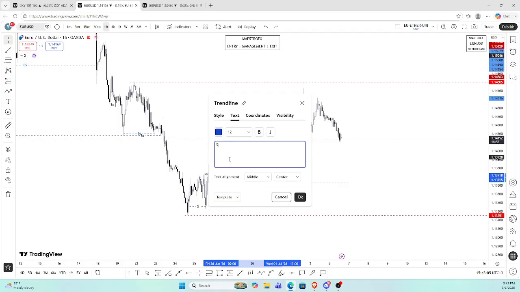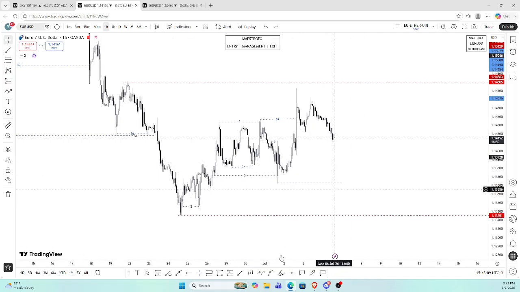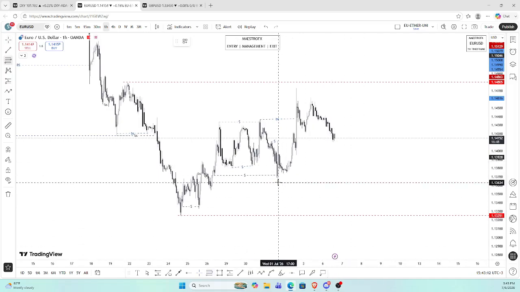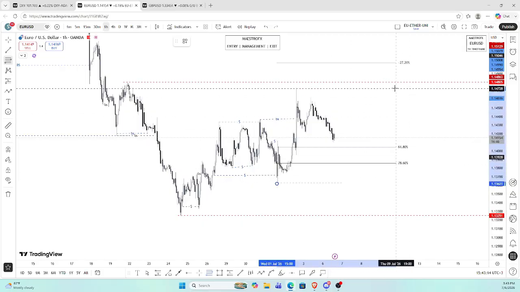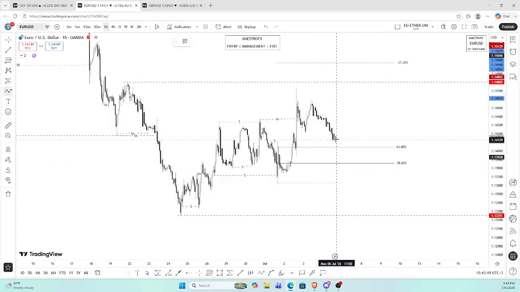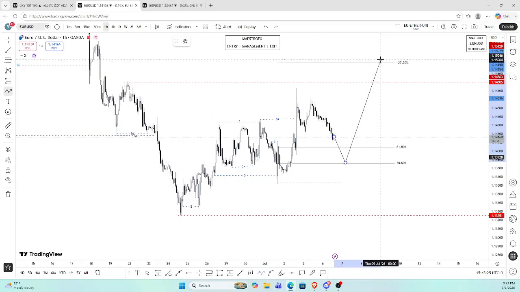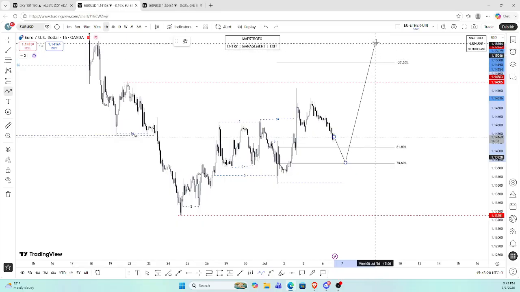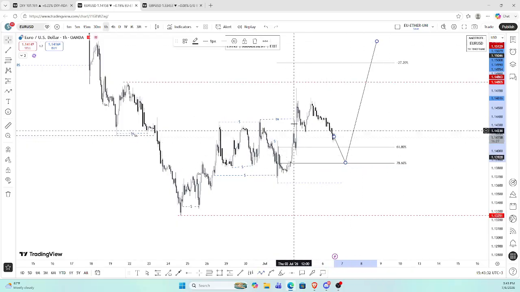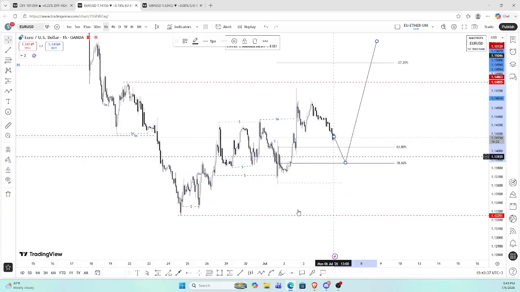So let's label this order block, and now this is what we have. So we can have a retracement to the discounted zone before we continue further. So this is what I'm looking at, but we have to be careful. Still, this is a very good setup.